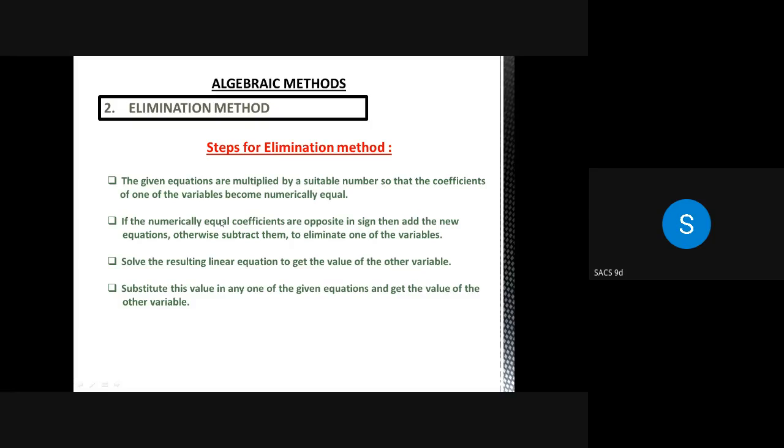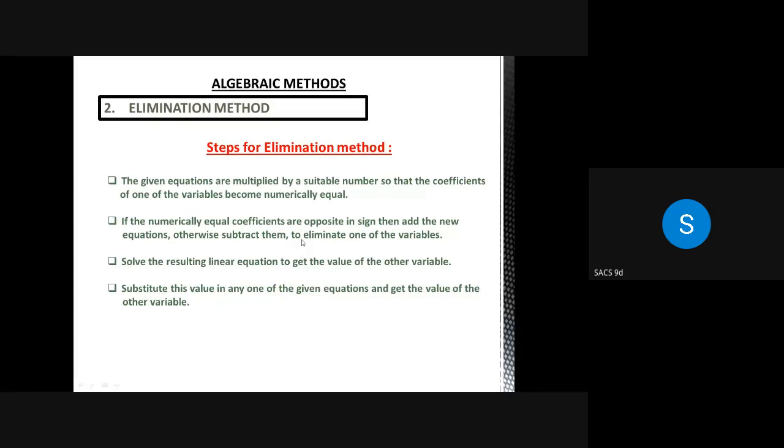Now, elimination, as the name suggests, here you have to multiply. Here you have to eliminate any one of the given variables. Either x terms will be eliminated or the y terms will be eliminated. And how you will do that is by multiplying one of the equations with a suitable number, so that the coefficients will match and they will cancel out.